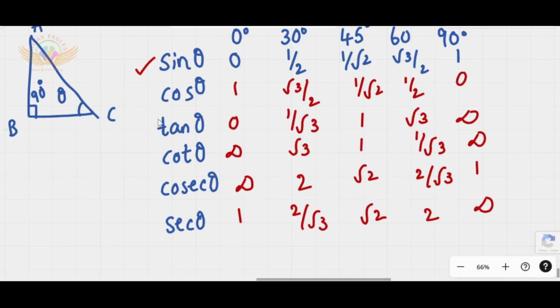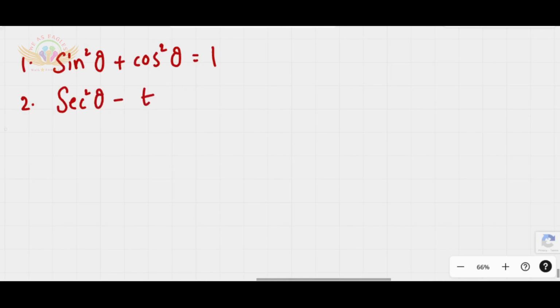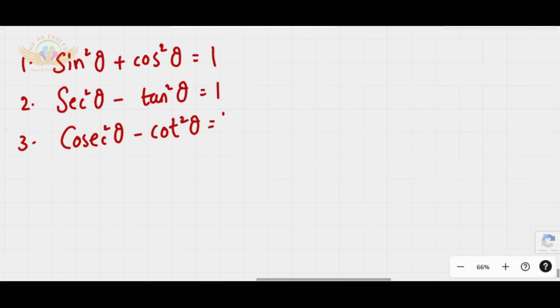Done. So coming to the next part, those are the trigonometric identities. There are only three trigonometric identities in this chapter. Those are sine square theta plus cos square theta is equal to 1. This is the first trigonometric identity, and the second one is secant square theta minus tan square theta is equal to 1. And the third one is cosecant square theta minus cot square theta is equal to 1. So these are the three trigonometric identities we have.